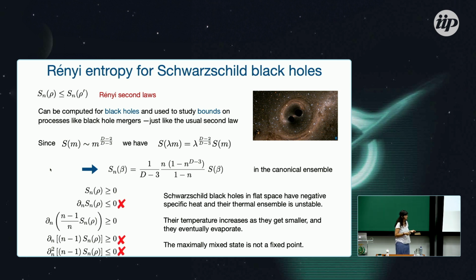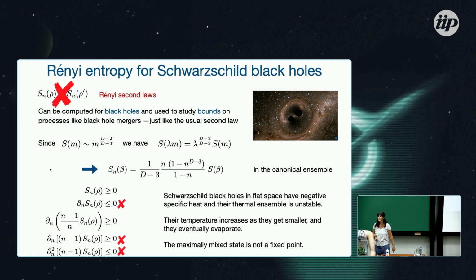That's because the thermal ensemble in flat space is not well defined. Schwarzschild black holes have negative specific heat. Their temperature increases as they get smaller and eventually evaporate, and clearly the maximally mixed state is not a fixed point. So unfortunately, in this form, we cannot apply these Renyi laws to Schwarzschild black holes. I will tell you towards the end instead of another set of constraints that we can study for flat space black holes.